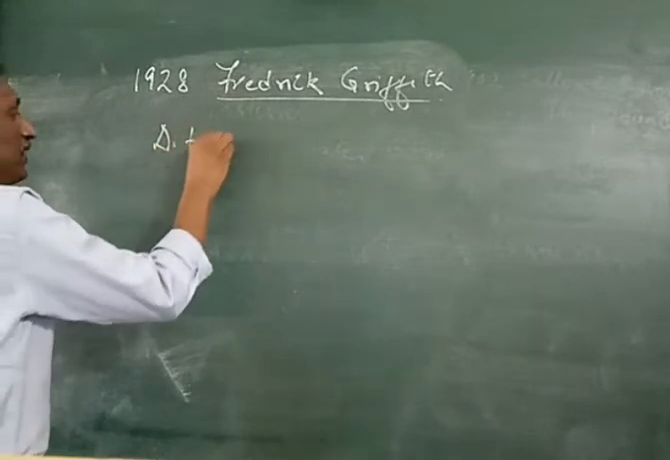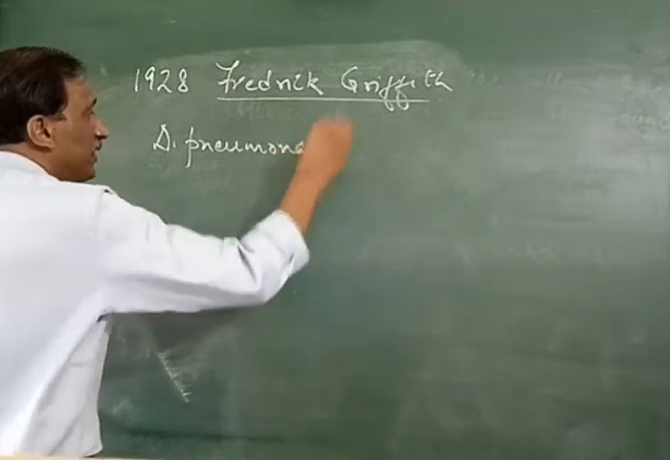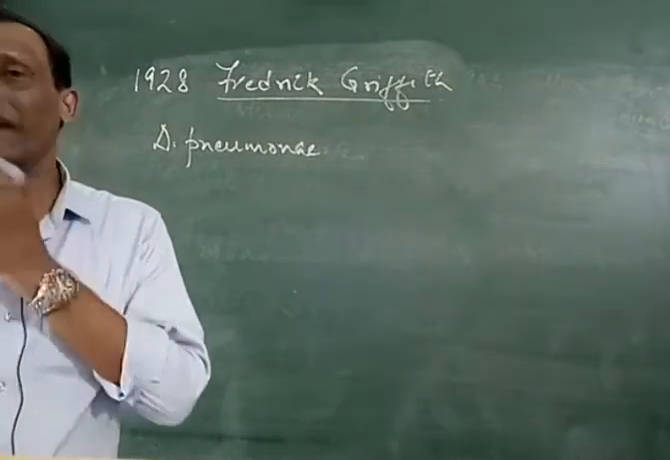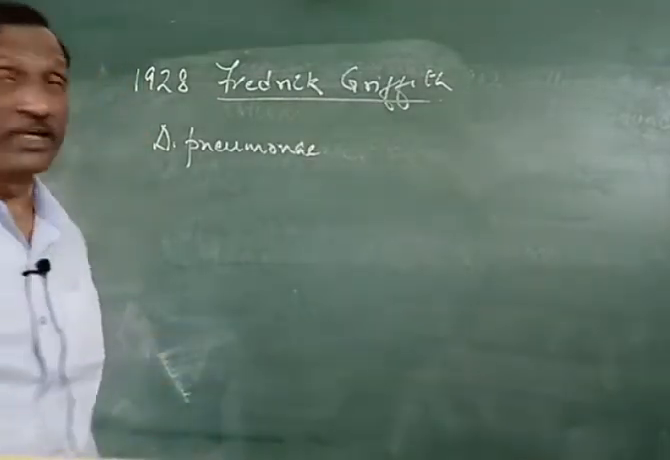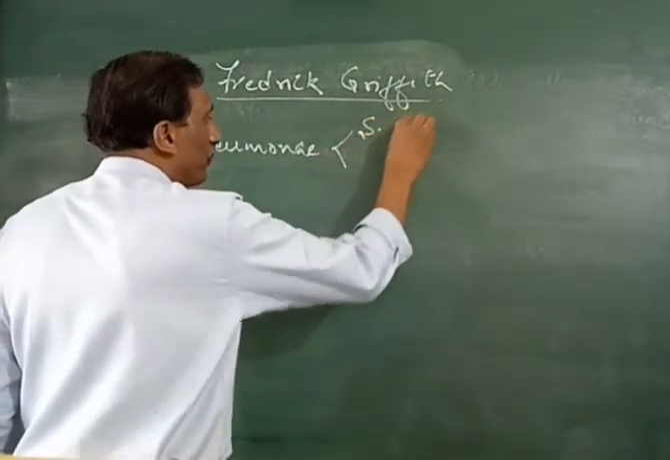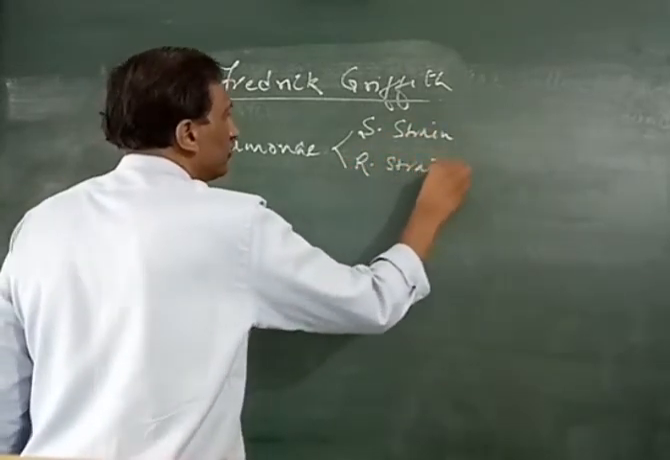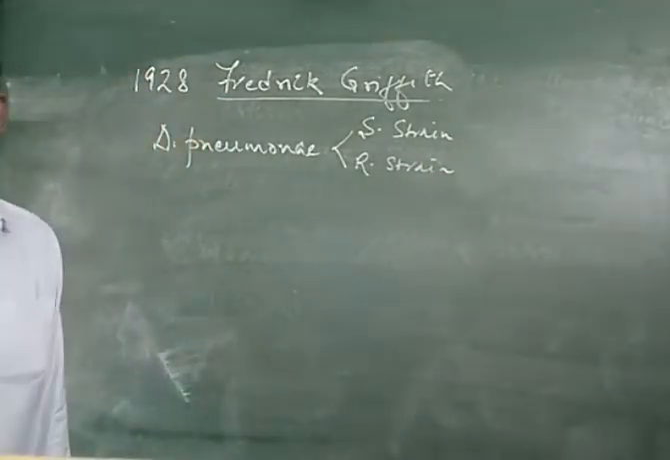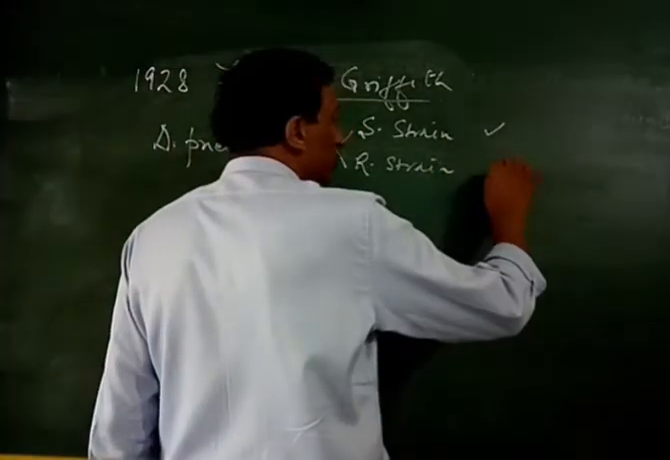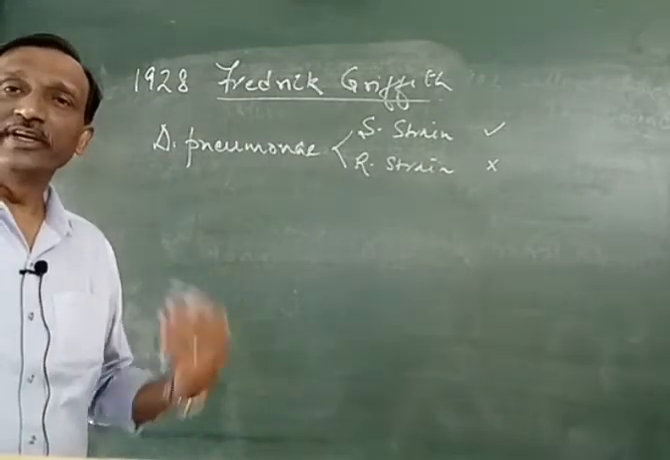Diplococcus pneumoniae, P-N-E-U-M-O-N-I-A-E. Diplococcus pneumoniae is a bacteria which causes pneumonia, as the name indicates. There are 2 strains of this, S strain and R strain. When he studied by injecting these strains in rats, he found that only the S strain causes pneumonia. The R strain cannot cause pneumonia.